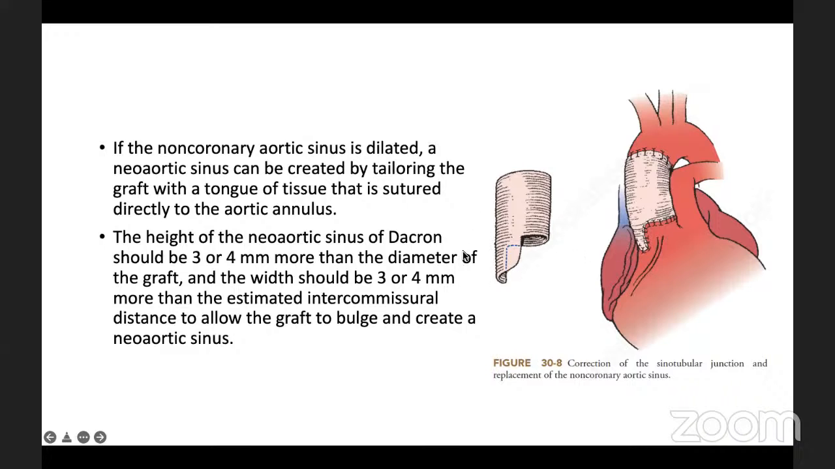The height of the new aortic sinus's Dacron should be 3 to 4 millimeters more than the diameter of the graft. And the width should be 3 or 4 millimeters more than the estimated intercommissural distance to allow the graft to bulge and create a new aortic sinus.